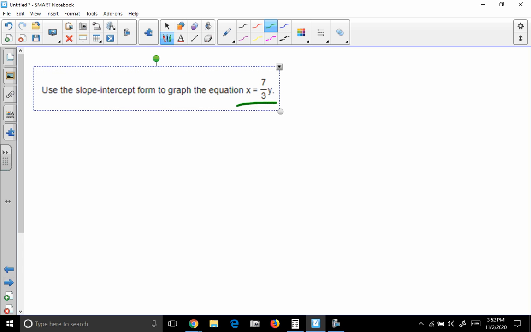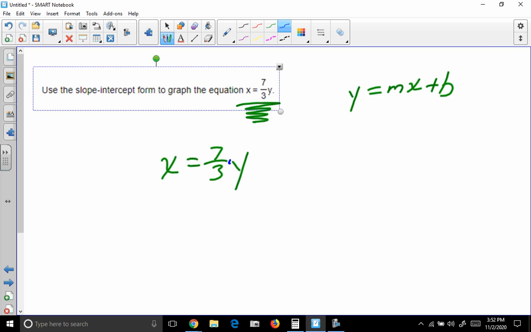All right, same type of thing for the next one. We have x equals 7/3 y. We needed y by itself so that we can read the slope and the y-intercept. So to get the y by itself, the operation here is multiplying. The opposite of multiplying is to divide. So we're going to divide both sides by 7/3.